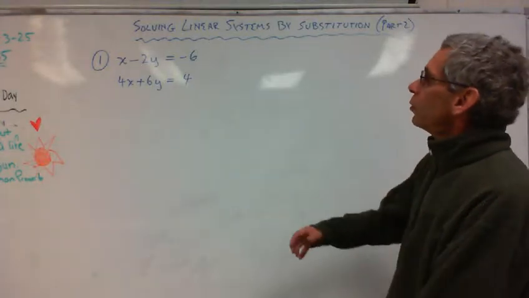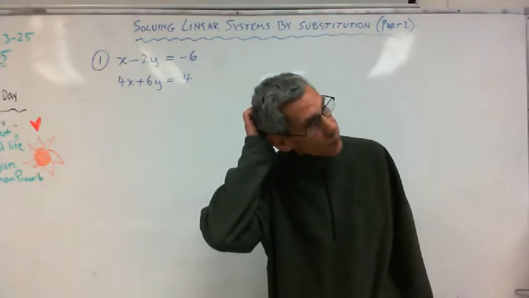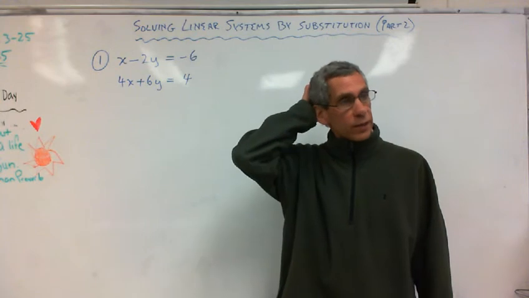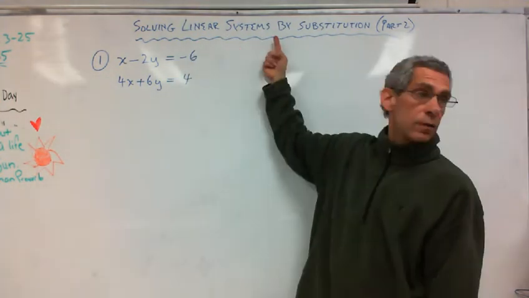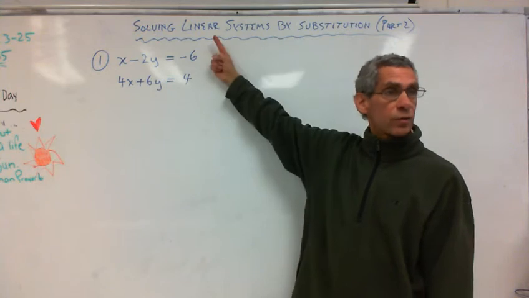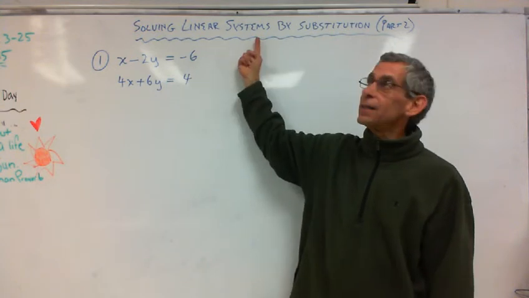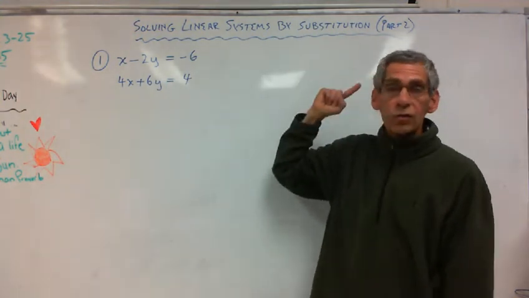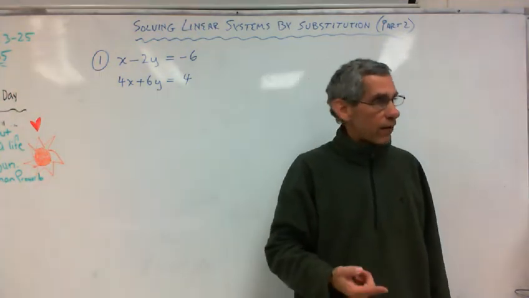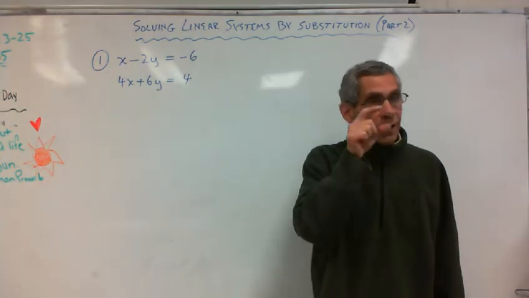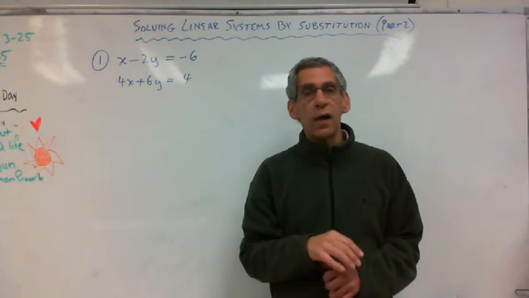Okay, so we are continuing yesterday's lecture on solving linear systems, same thing as systems of equations or simultaneous equations. And we're using the substitution method, which is an algebraic method, not a graphing method, right? To find the point where the two lines cross.